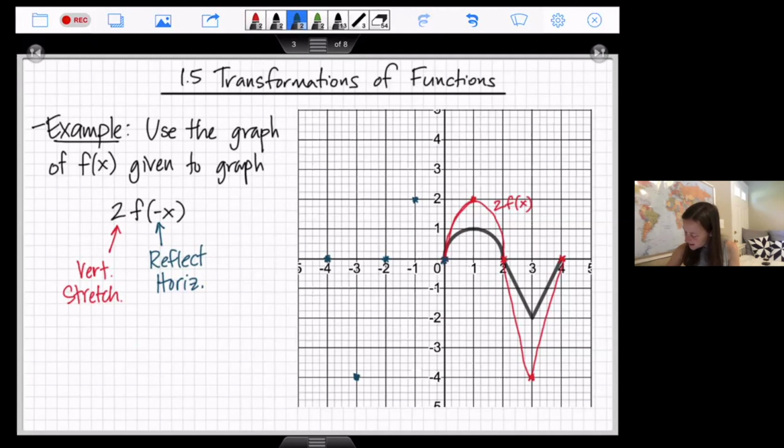Let's fill in that semi-ellipse shape. And then the V shape. And that'll be our final answer. So 2 times f of -x.